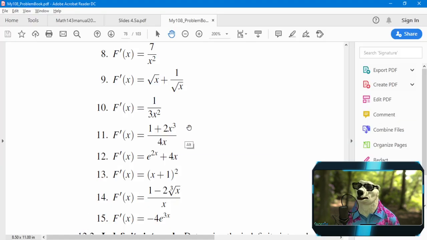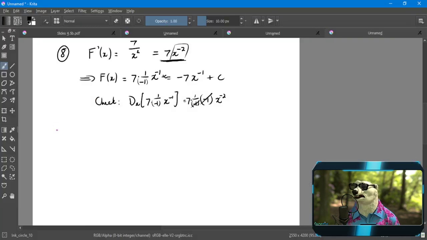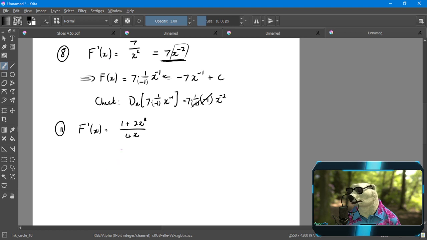Let's see what else do we have here. Ooh, 11, I like 11. 1 plus 2x cubed over 4x. Let me double check. Looks good.